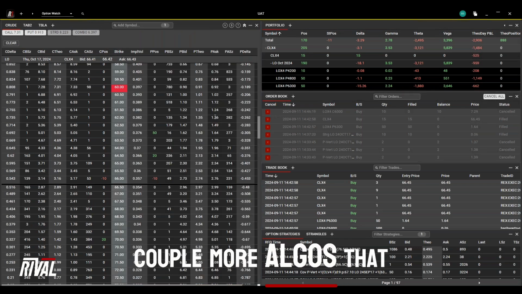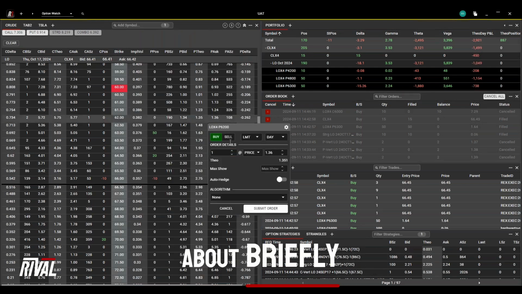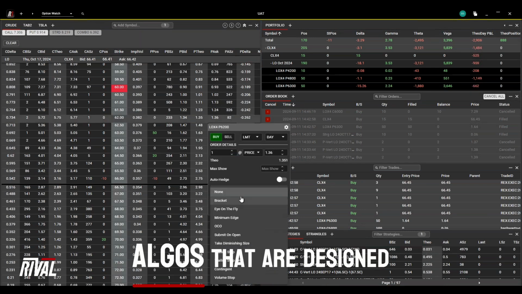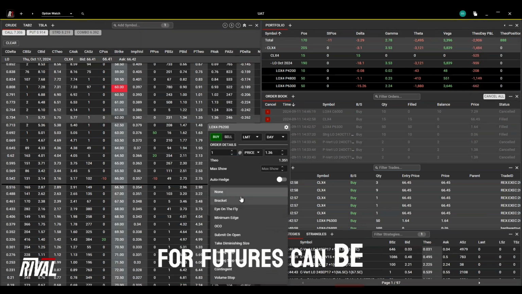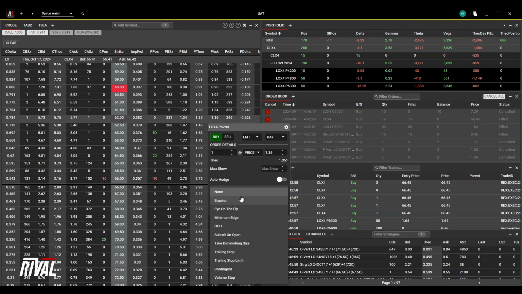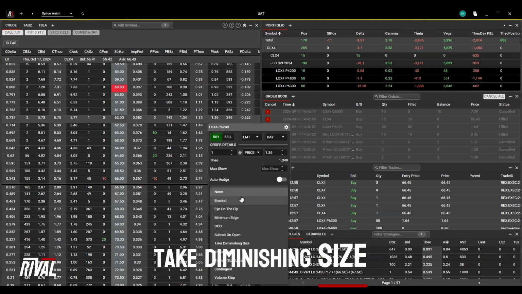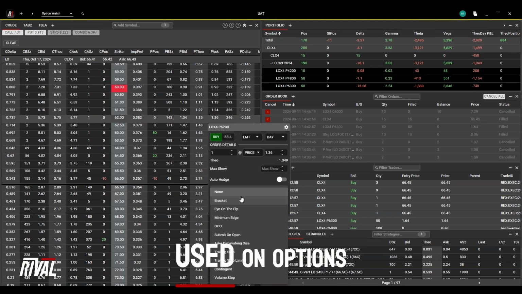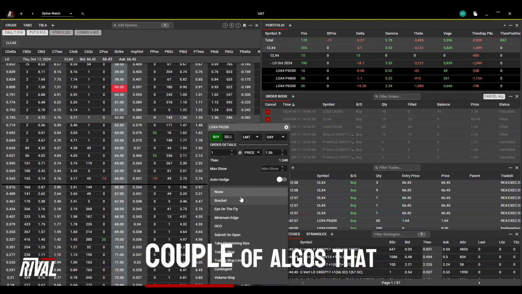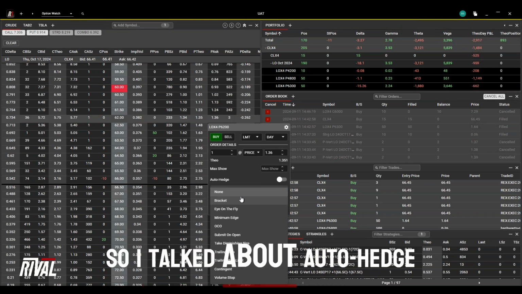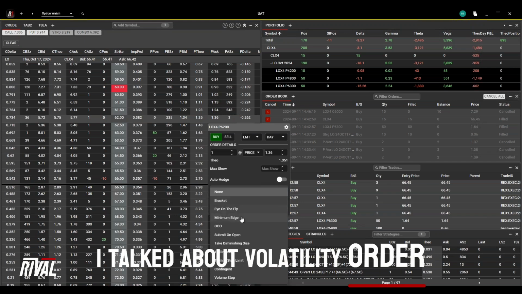And there are a couple more algos that I want to talk about briefly, specifically pertaining to options. Now, all of our algos that are designed for futures can be used for options. OCO orders, bracket orders, take diminishing size, stop orders, these all can be used on options. But there are a couple of algos that are very specific to options. So I talked about auto hedge, I talked about volatility order.